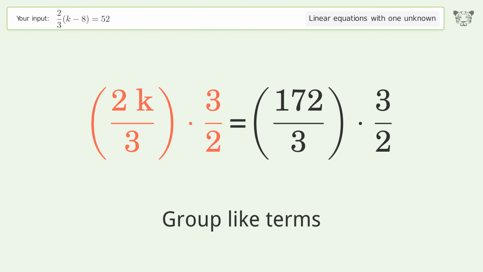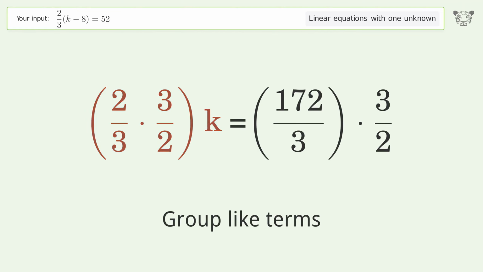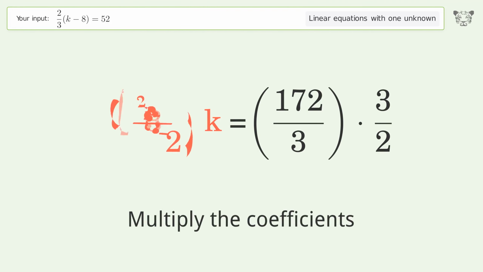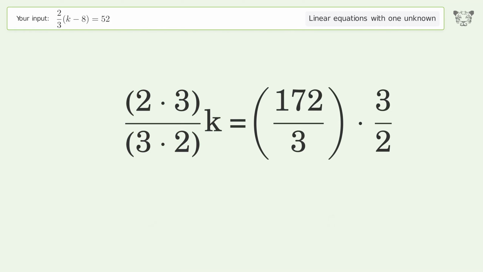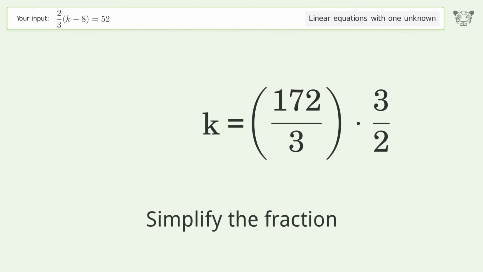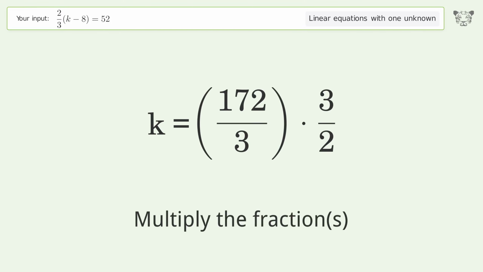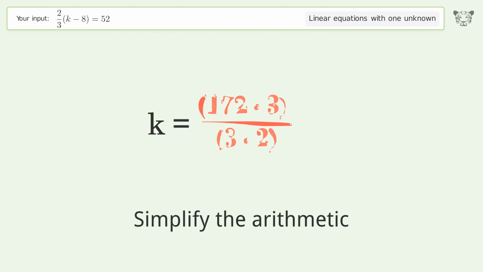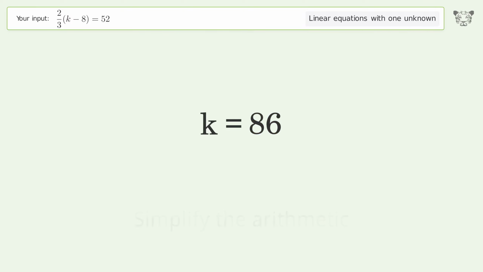Group like terms. Multiply the coefficients. Simplify the fraction. Multiply the fractions. Simplify the arithmetic. And so the final result is k equals 86.